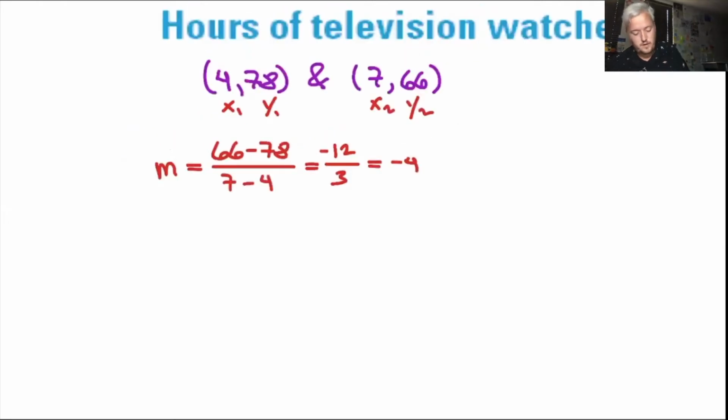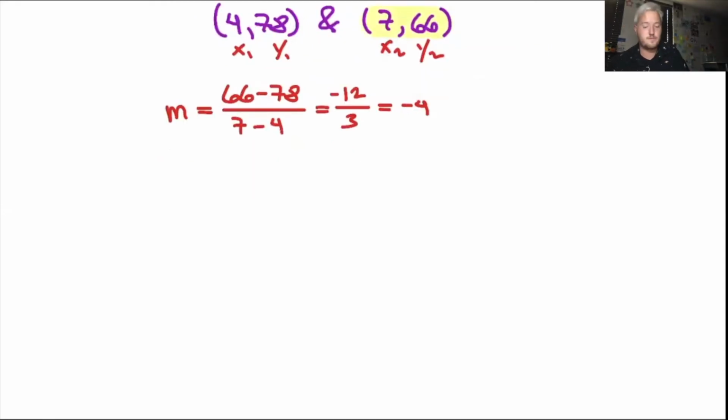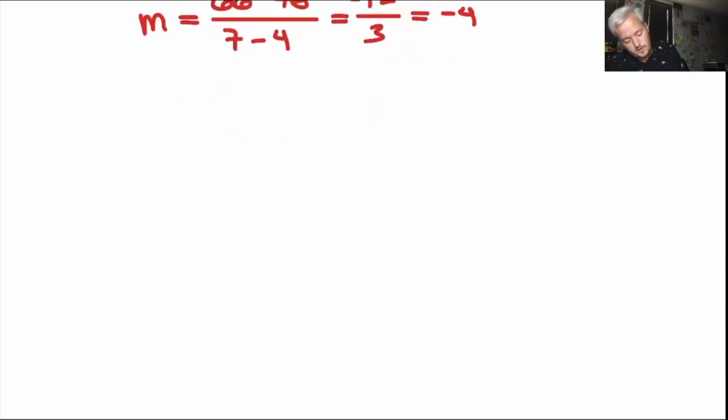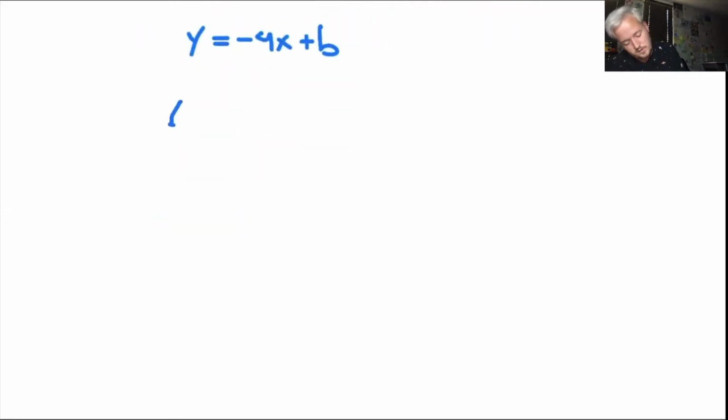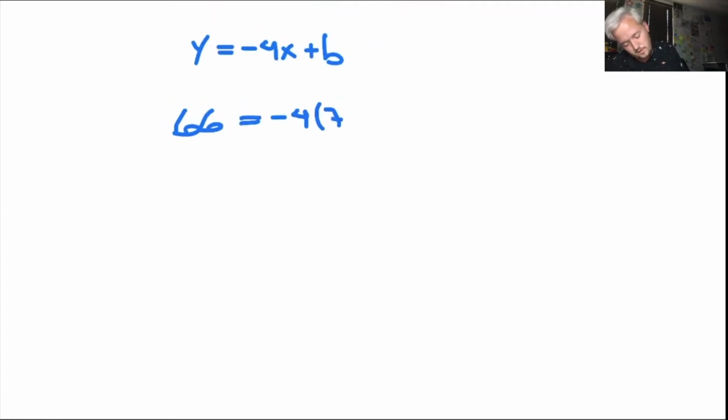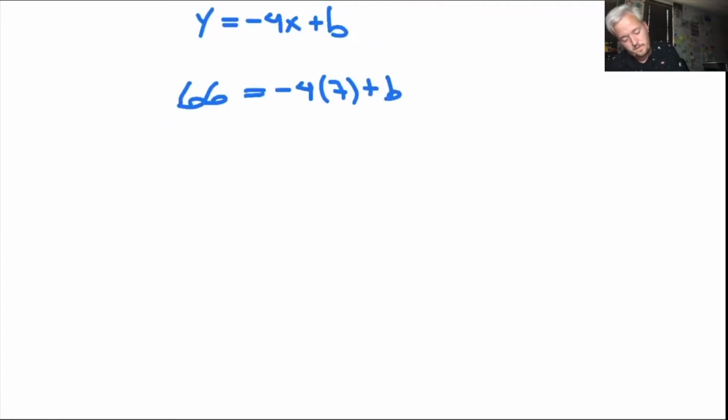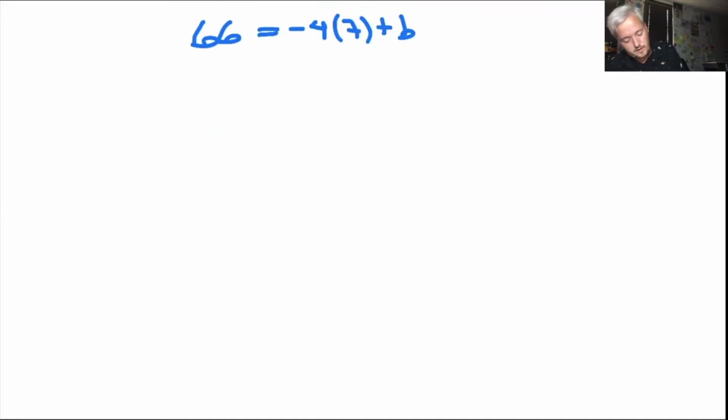All right, so now I need to do my x comma y. So I'm going to use 7 comma 66, because why not? It doesn't really matter. So I'm going to have y equals negative 4x plus b. And now I want to plug in that xy value. So 7 comma 66. So 66 equals negative 4, that x value of 7, plus b. So I'm going to have 66 equals negative 28 plus b.